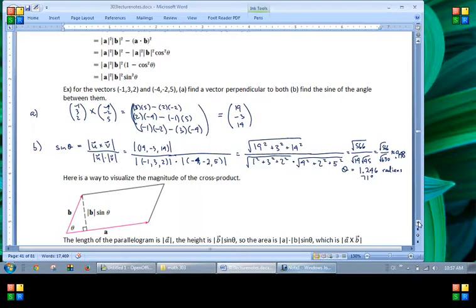If you think of the parallelogram formed by the two vectors, as in this picture, the length of the parallelogram is just the magnitude of A, and the height is the magnitude of B times sine theta, because you're projecting onto that far side. Well, what's the area of a parallelogram? It's the length times the height. So what you're actually calculating is the area of the parallelogram formed by the two vectors.